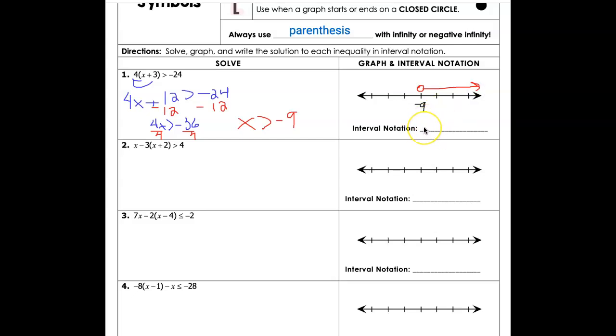So now when we do interval notation, start with your smallest possible solution. So in this case, our smallest possible is negative 9. And then we put a comma and we list our largest solution. Now, since we have the arrow that shows we're going to the right forever, our largest possible solution is going to be infinity. There is no ending point. Infinities will always get a parentheses, and then because the negative 9 is not included, that also gets a parentheses.